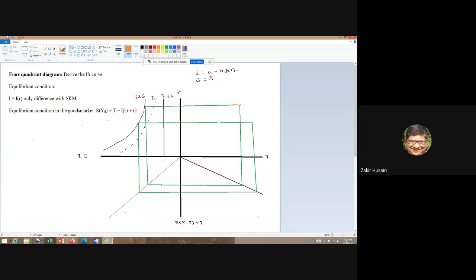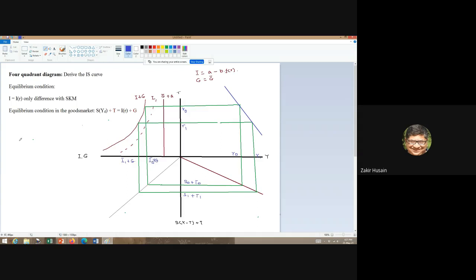So the IS curve will be like this, passing through the point, let us say this is R0, this is R1, this is the corresponding income. So this is S0 plus T0, S1 plus T1, okay? Okay, we don't have G0 because G is always constant. T0 remains the same. It depends on what type of taxes we have.